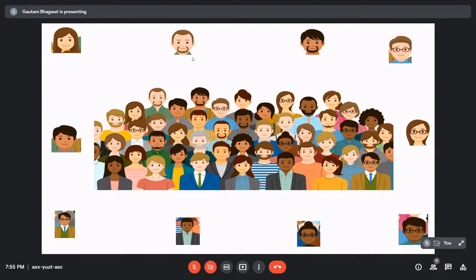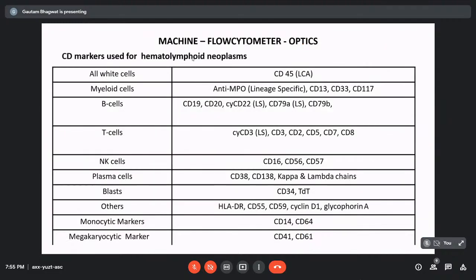Now how do I do it? So I had size with forward scatter, and complexity or granularity with side scatter. The third thing which I have is the antigens present on the cell, and these are the CD markers that we use. Now I'm sure everybody of us in our PG times has been mugging up these, but when you get into practice, I can assure you, you need not mug up. You know it by seeing the cells, what antigen is for what.